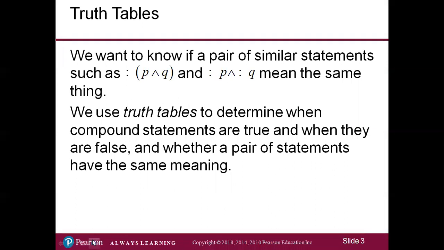We want to know if a pair of similar statements, such as not the quantity P and Q, and not P and not Q, mean the same thing. Remember, in the slides, the colon is the negation. We use truth tables to determine when compound statements are true and when they are false, and whether a pair of statements have the same meaning.